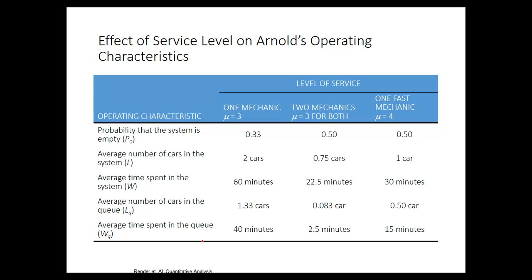Interesting, isn't it? But if you have two mechanics, you only need to wait in the line for 2.5 minutes. You come into the system, you wait for 2.5 minutes, and then another 20 minutes, your car is being installed with the new muffler. Interesting, right? But if you have one fast mechanic, you need to wait for another 15 minutes in the line.